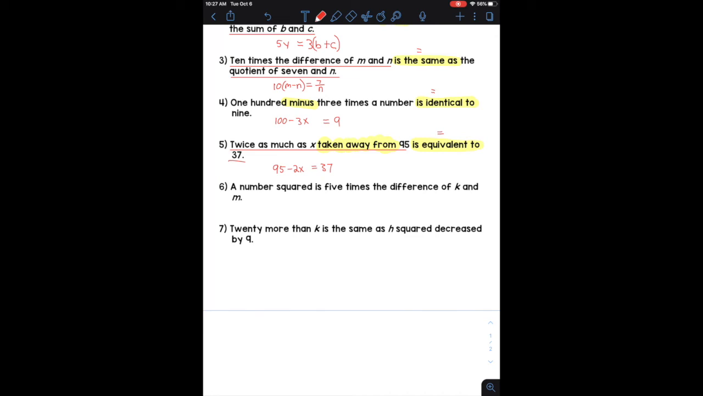All right, what I'd like you guys to do is pause the video now, try number 6 and number 7, and then play the video for the answer. First find the word or phrase that means equal sign, and then write your two expressions to the left and to the right.